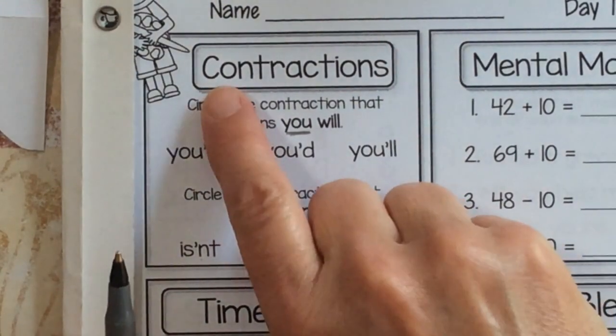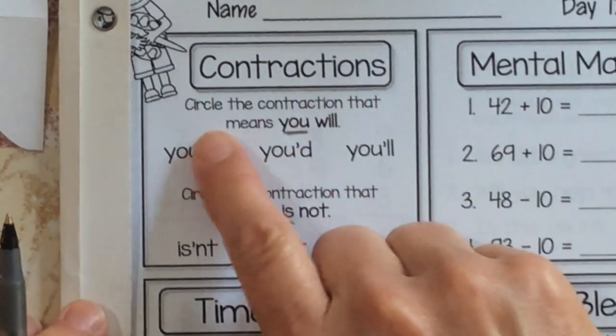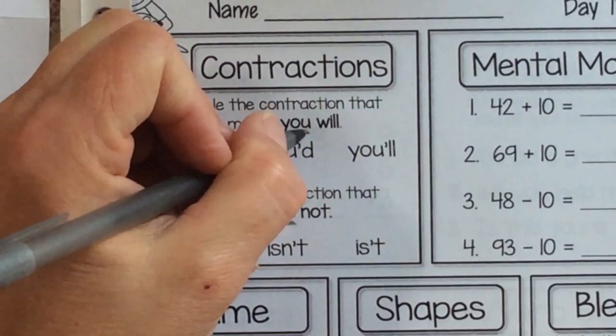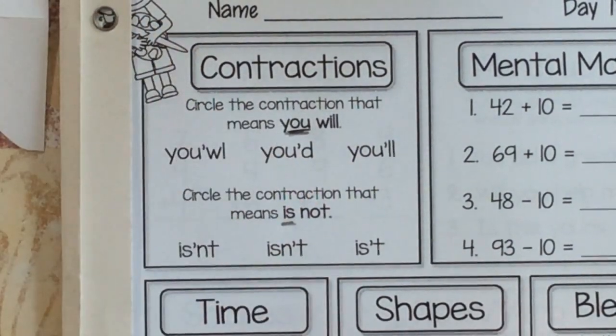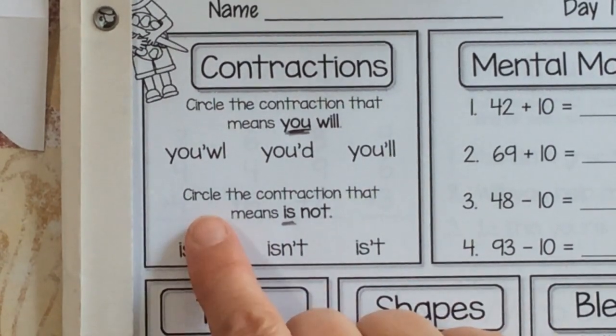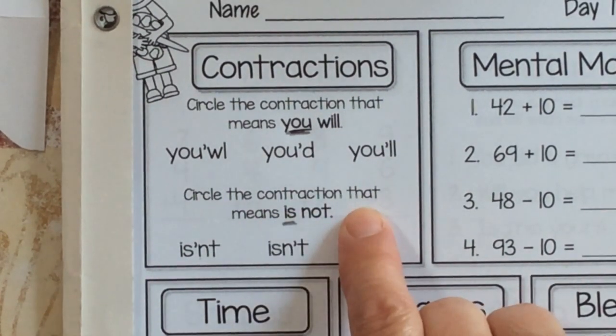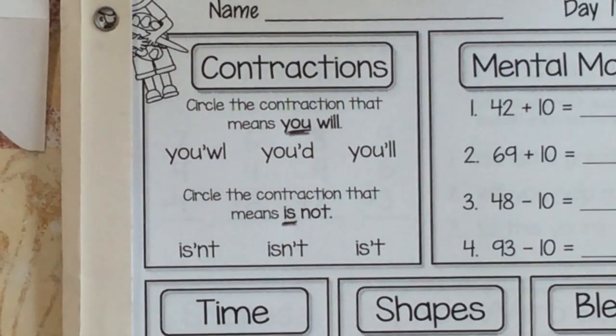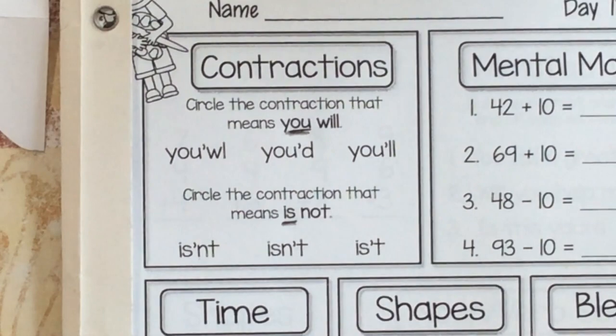Okay, we're going to start with contractions. Circle the contraction that means you will. Remember, in a contraction, the first word does not change. Then the next one, circle the contraction that means is not, and the is does not change. I'm going to give you some think time for that.